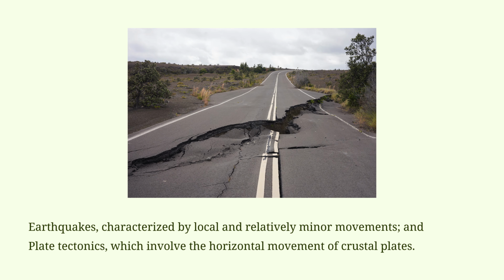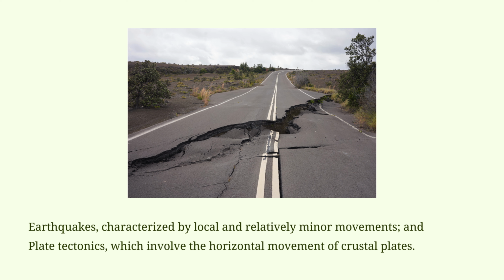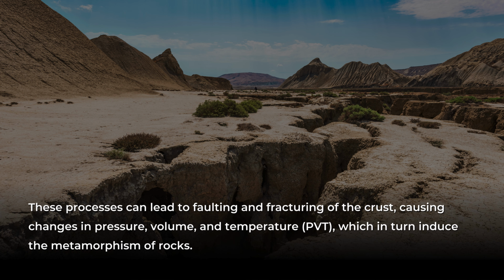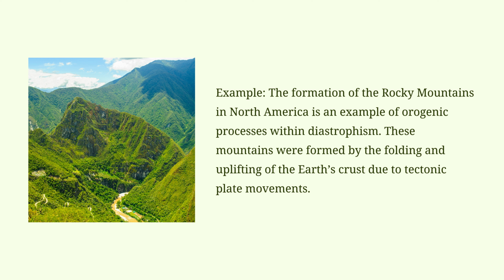The third process is earthquakes, which are characterized by local and relatively minor movements of the Earth's crust. Finally, plate tectonics, which involve the horizontal movement of crustal plates. These processes can lead to faulting and fracturing of the crust, causing changes in pressure, volume, and temperature, also known as PVT. These changes, in turn, can induce the metamorphism of rocks. For example, the formation of the Rocky Mountains in North America is a clear example of orogenic processes within diastrophism. These mountains were formed by the folding and uplifting of the Earth's crust due to tectonic plate movements.